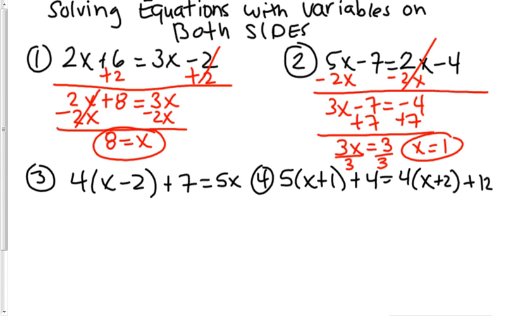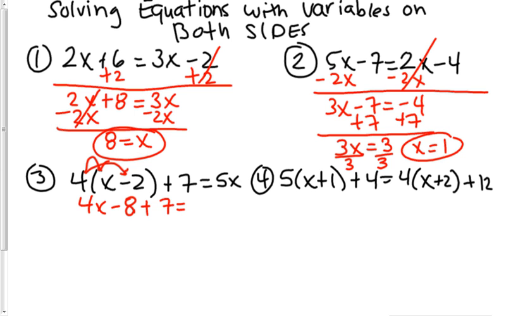Alright, let's get a little bit more complicated. We have some mixture with distributive property here, so hopefully you remember how to do the distributive property. So first thing I'm going to do is simplify my parentheses using distributive property. So I have to multiply everything in the parentheses by 4. So 4 times x is 4x. 4 times negative 2 is negative 8. And then I can't do 4 times 7 because 7 is not in the parentheses. So I just write plus 7.